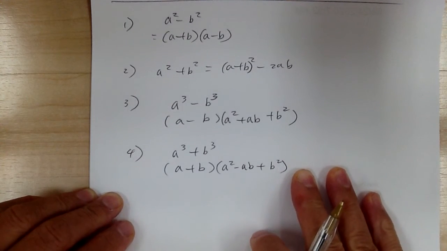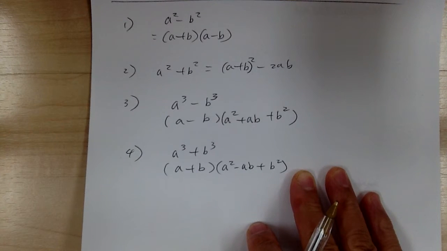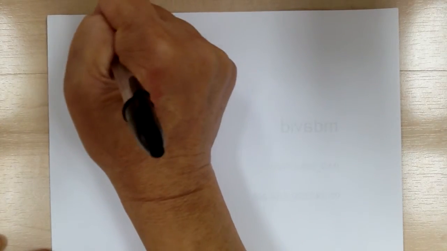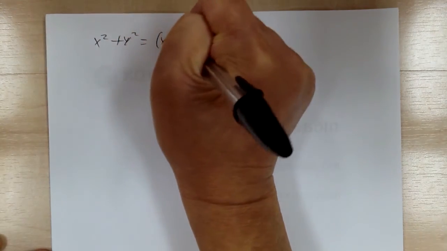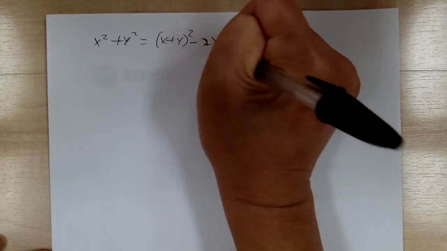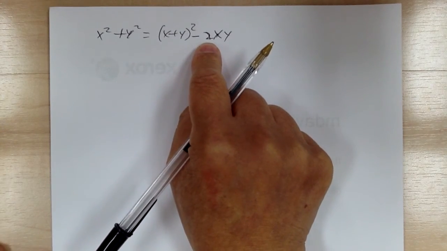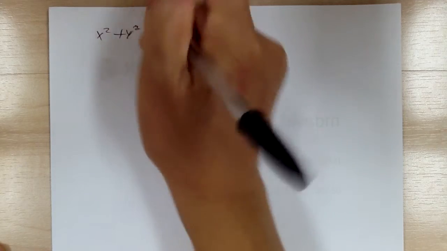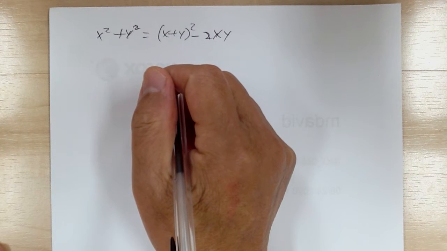Okay, so let's go over examples. Now, let's look at number 2 again. When you have x squared plus y squared, this is equal to x plus y squared minus 2xy. But this is not useful unless you can factor it further. Normally when you have a square, it's not helpful, but when you have the fourth power, it will become helpful.